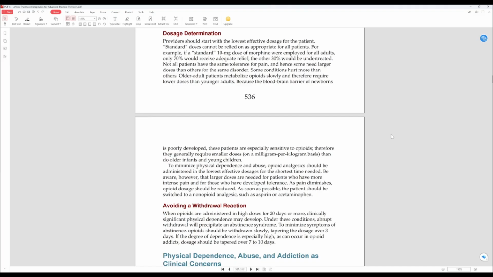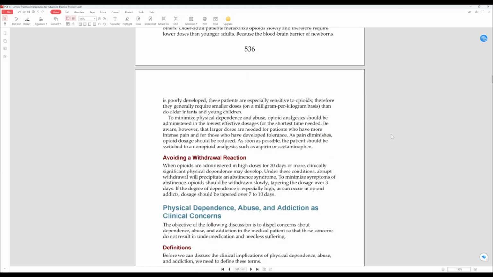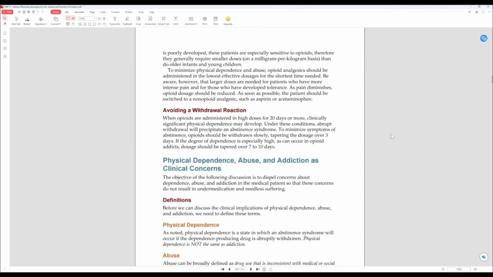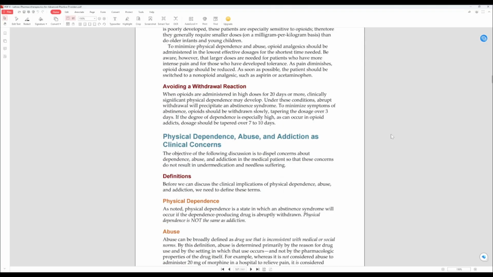Older adult patients metabolize opiates slowly and therefore require a lower dose than a younger adult. Because the blood-brain barrier of newborns is poorly developed, these patients are especially sensitive to opioids. Therefore, they generally require a smaller dose than older infants and young children.